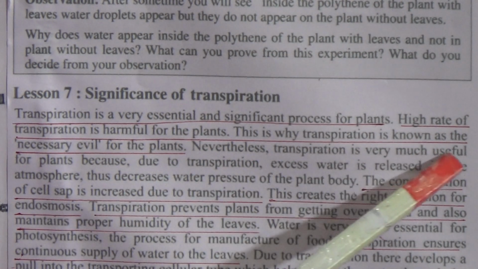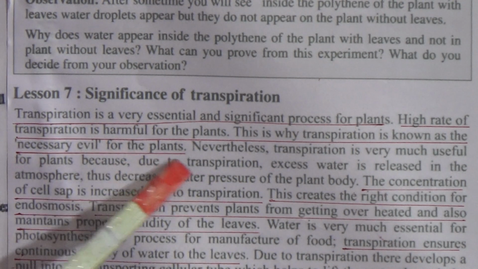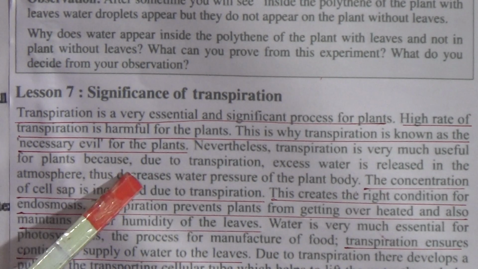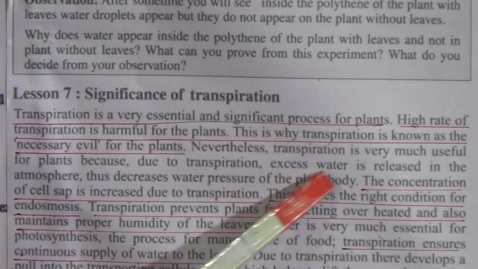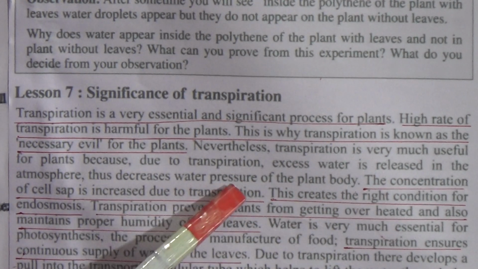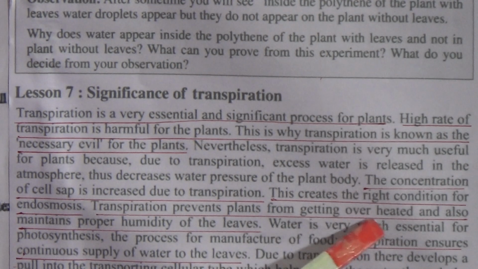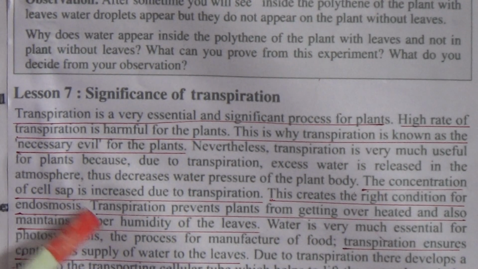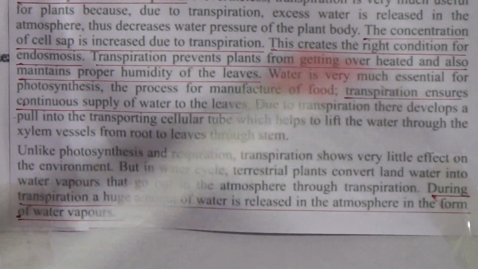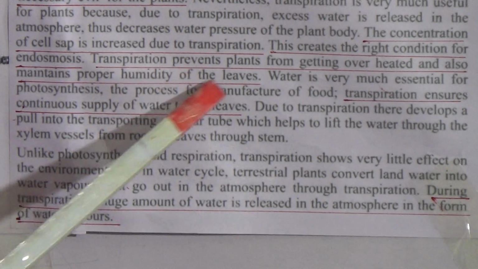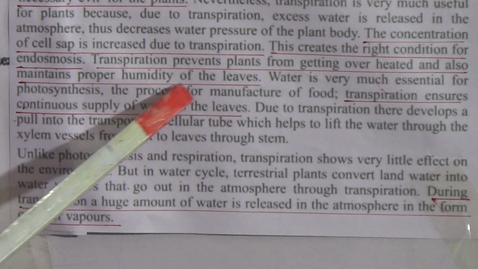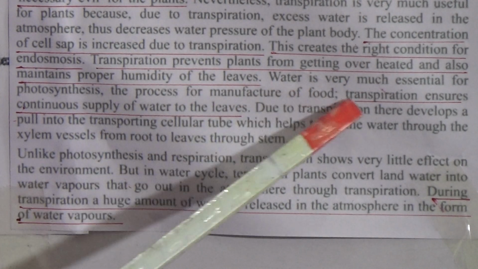Now, transpiration is very useful for plants because due to transpiration excess water is released into the atmosphere, thus decreasing the water pressure of the plant body. The concentration of cell sap is increased due to transpiration. This creates the right condition for endosmosis, and transpiration prevents the plant from getting overheated and also maintains the proper humidity of the leaves.